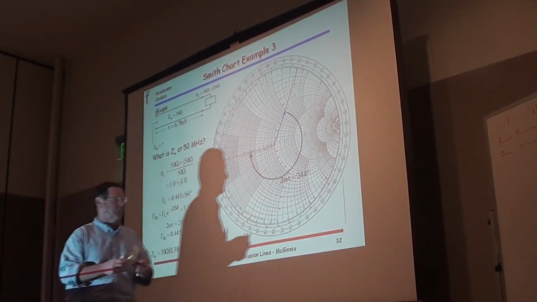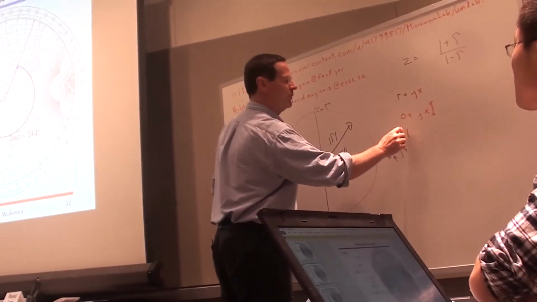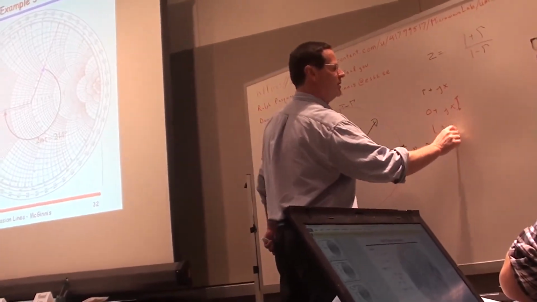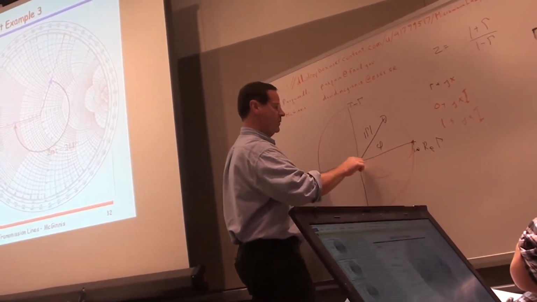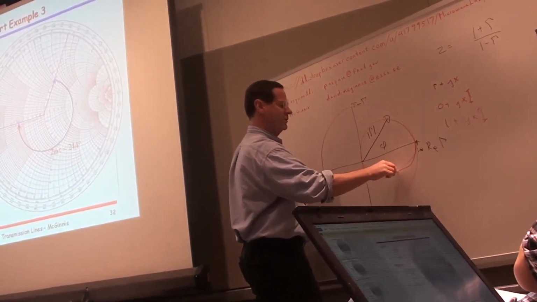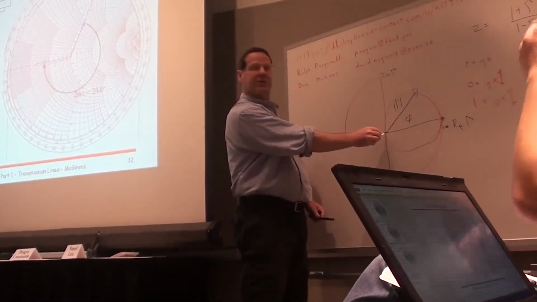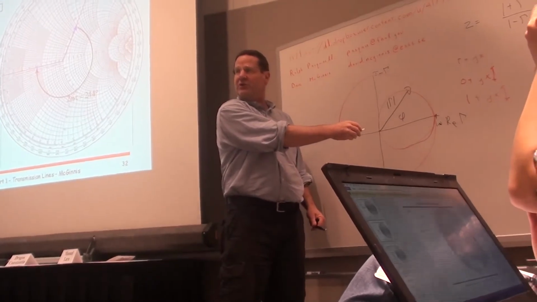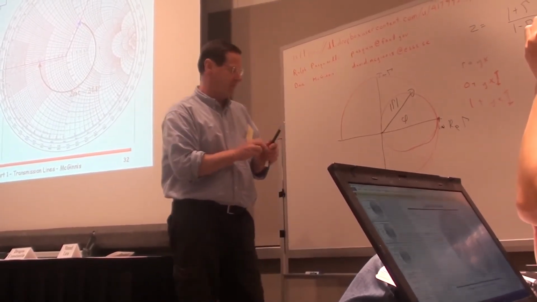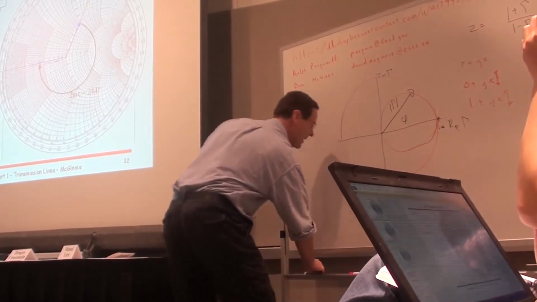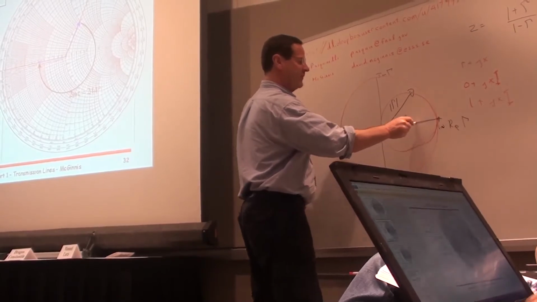Okay? So now, if the real part was equal to 1, and you varied jx up and down, you would get a circle, not a very good circle, that looks like this. And you can see this is the place where x equals 0. The reflection coefficient goes to 0 at this point here. The imaginary part is, this is the value for the imaginary part.